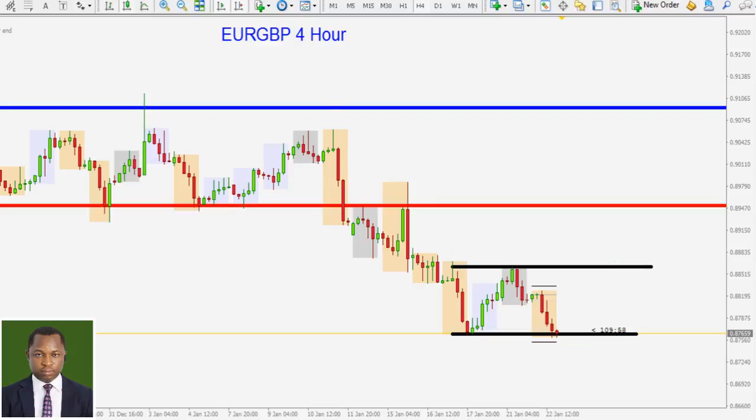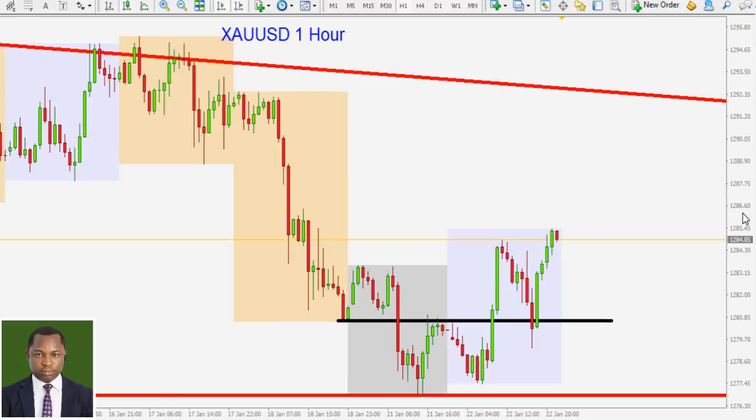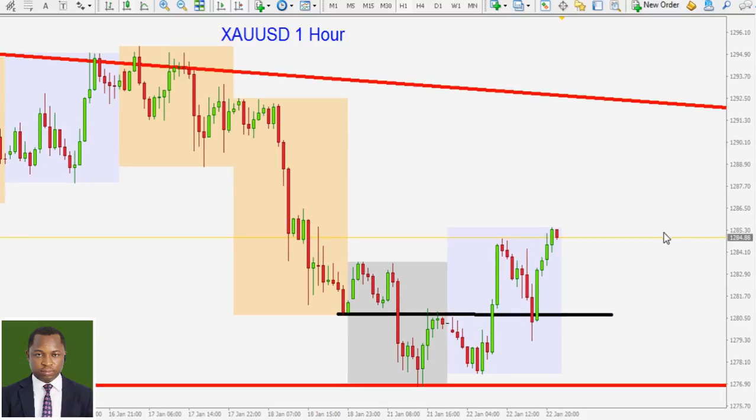All right, let's move into the next one. This is gold. In gold, I just want to show you here that price is actually turning to the upside. We're now seeing higher swing lows and higher swing highs. The directional bias has now changed. Price should be pushing to the upside.